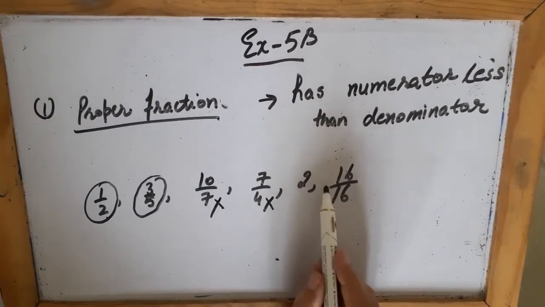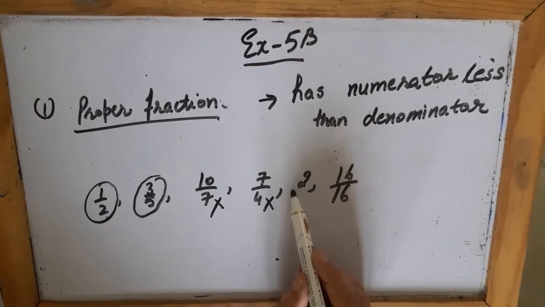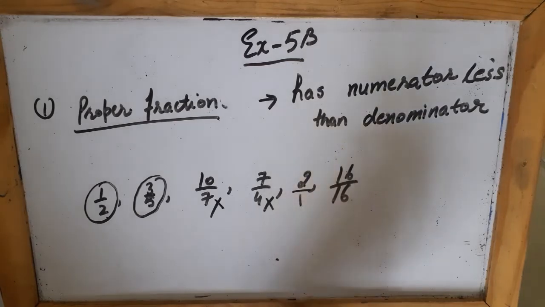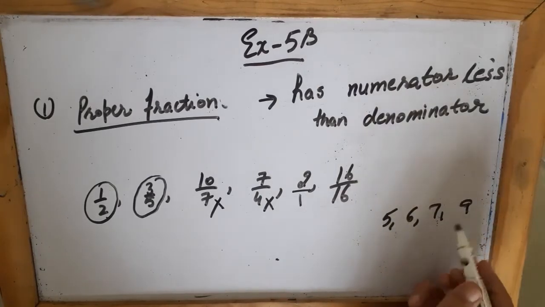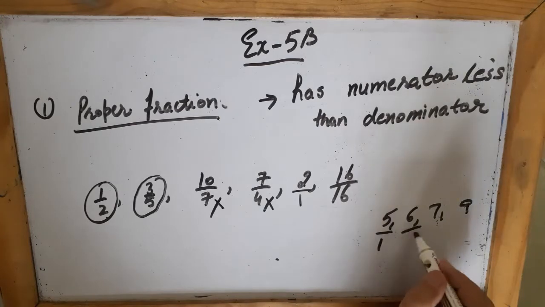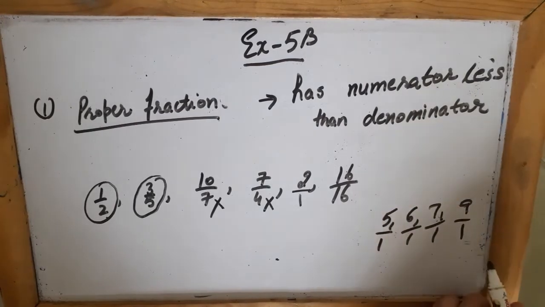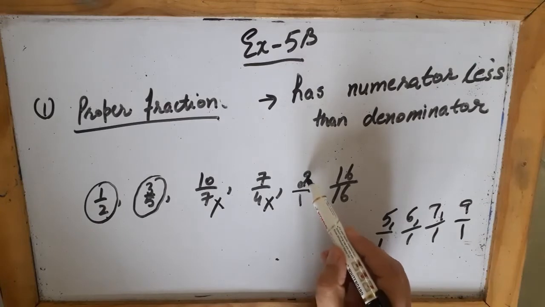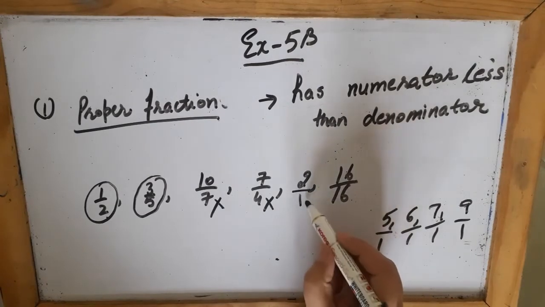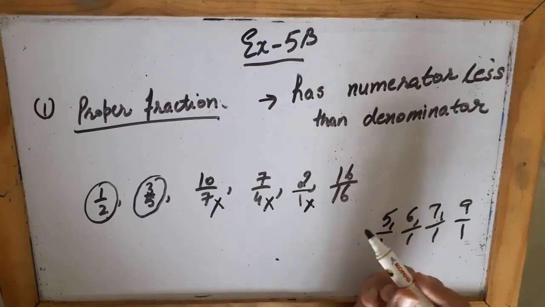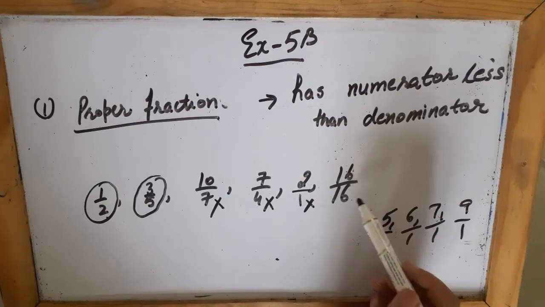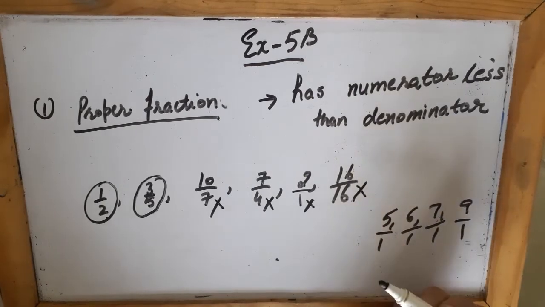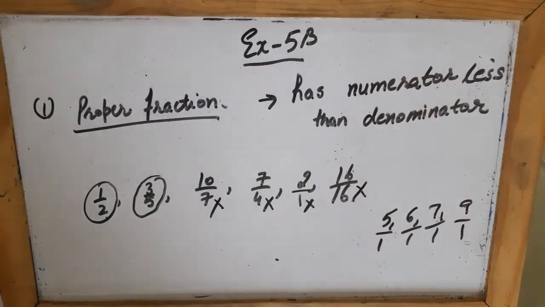And in the next one, you are given only a whole number, so I can convert this into a fraction by writing 1 as a denominator. All the whole numbers you are given, you can always convert into fractions by adding 1 as a denominator. Now look at this, the numerator is bigger than the denominator, so this is not a proper fraction. Even 16 by 16, when the numerator and denominator are the same, that also is not a proper fraction.